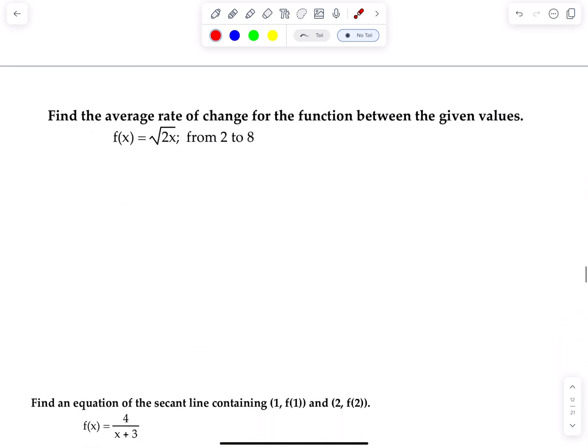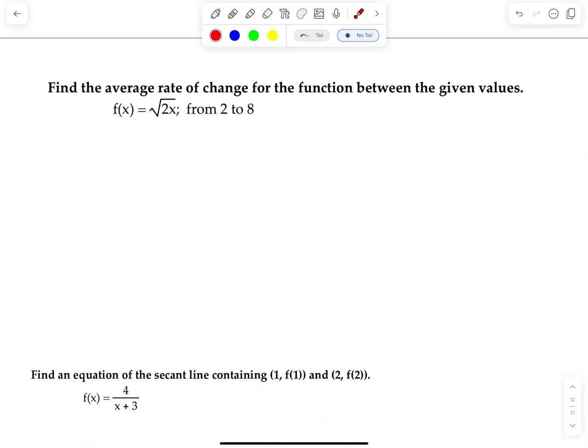Moving on, let's look at a couple other examples. If you're one of my students, these are on your practice exam, so good idea to practice. Find the average rate of change for the function between the given values. f of x equals rad 2x from 2 to 8.